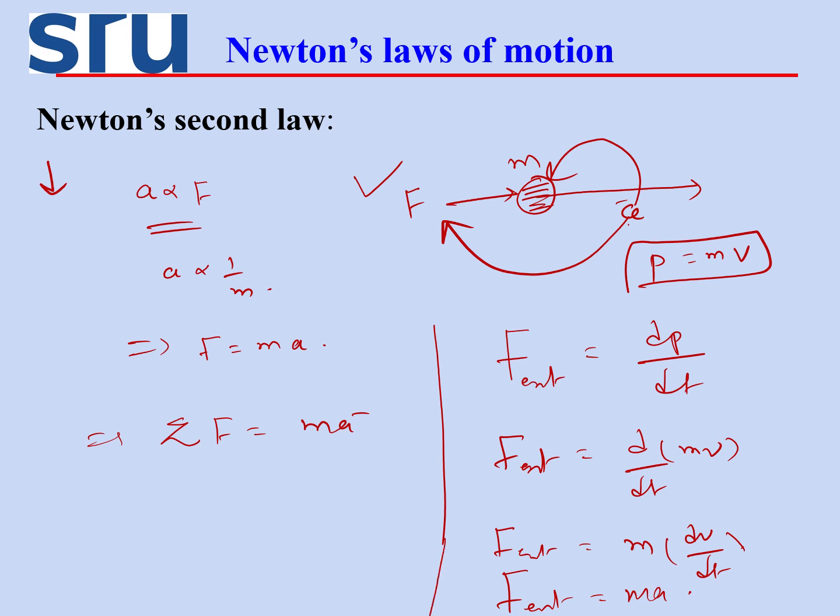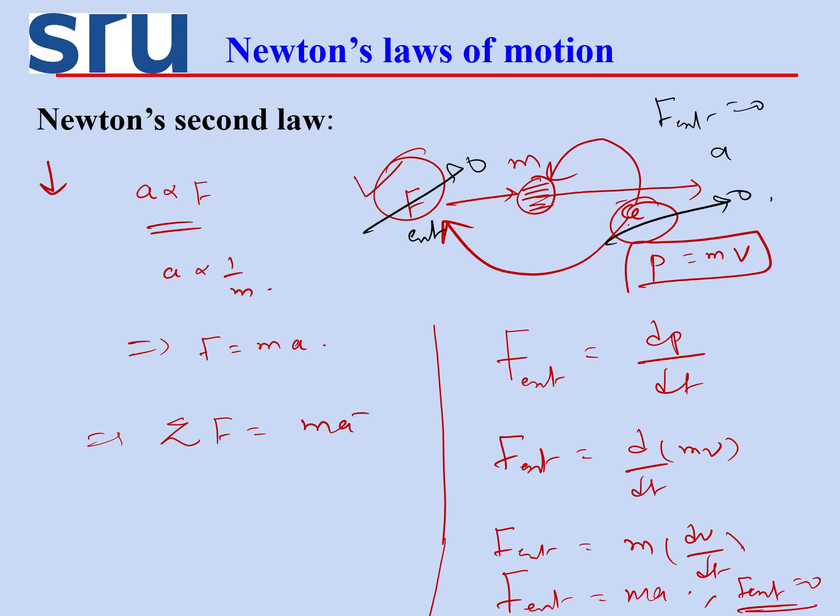So if F external equals 0, what happens? If no external force is acting on the body, no force means no acceleration. If the external force is 0, there is no acceleration in the body. So F external equals 0, and acceleration is also 0.